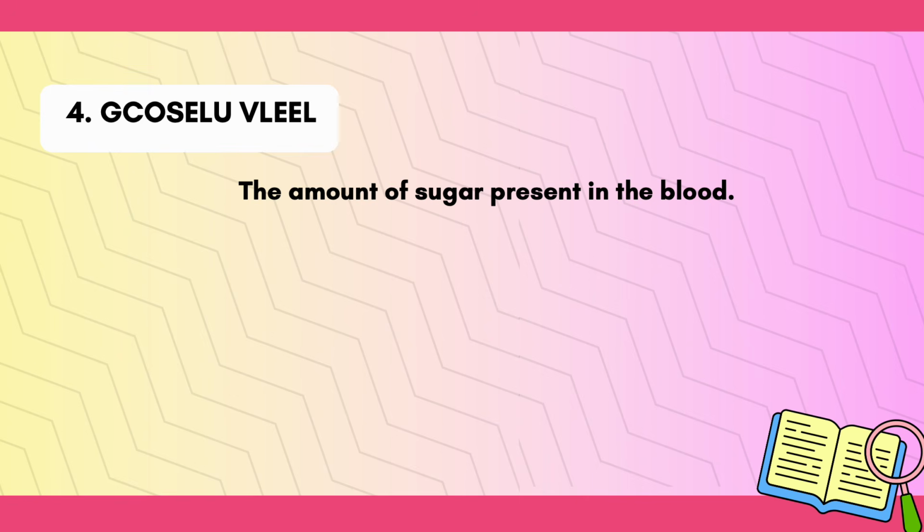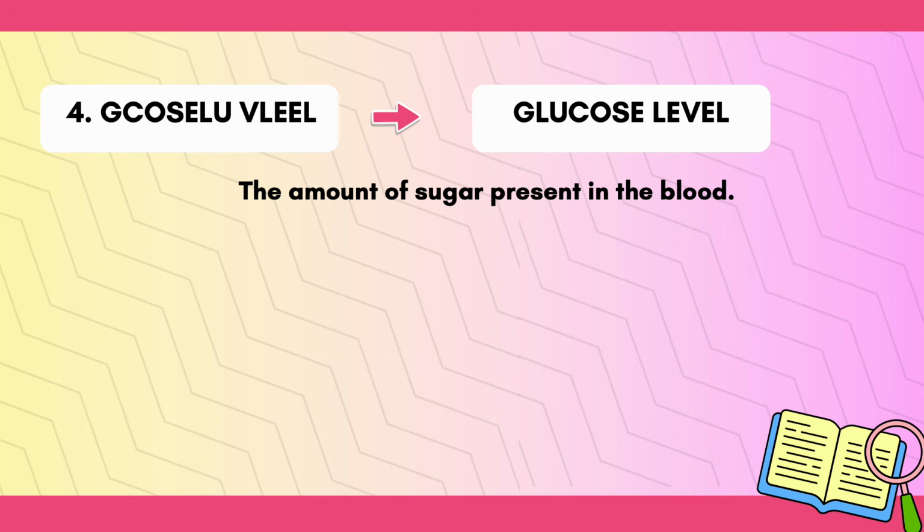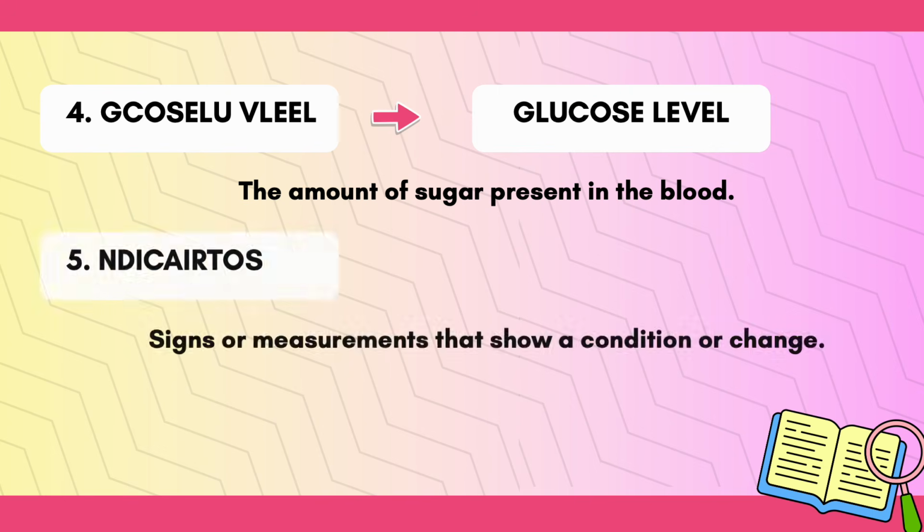Here are two more terms. The amount of sugar present in the blood is called glucose level. Signs or measurements that show a condition or change are called indicators. In this lesson, body temperature, glucose level, and blood pressure will serve as indicators that help us understand the body's internal balance.